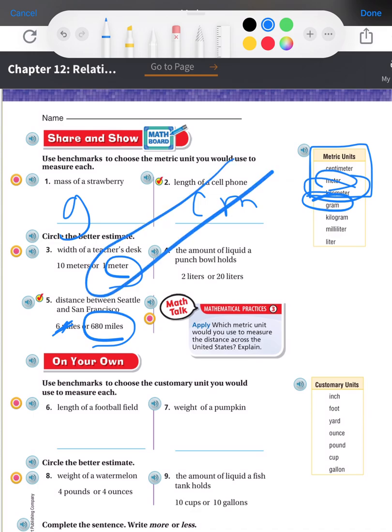some metric stuff here. The amount of liquid a punch bowl holds, 2 liters or 20 liters. Punch bowls typically got that scoop in it. Typically you can get a lot of servings out of there. Probably more like 20 liters, not 2 liters. Think of a 2-liter bottle of soda. You're not going to get a lot of servings out of that. But 20 liters in a punch bowl, that makes more sense to me.